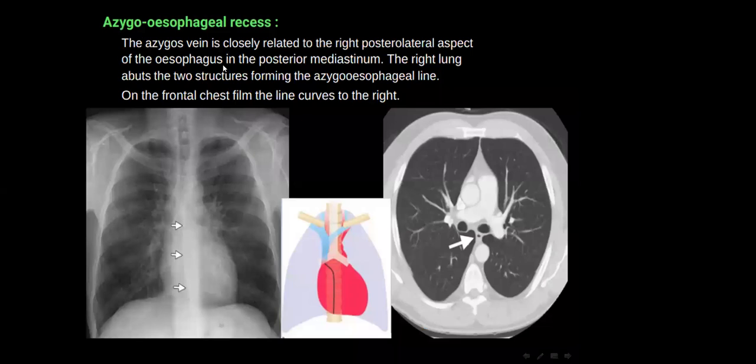An esophageal line and recess is formed between the esophagus and the azygos. This is the azygoesophageal line. And this is the normal esophageal line. This is the esophagus, and posterolateral to it is the azygos. So this is the line, and posterior to the line, we have an esophageal recess.